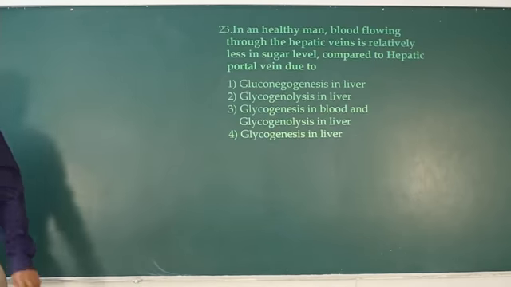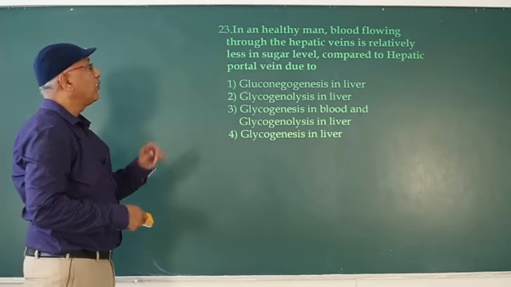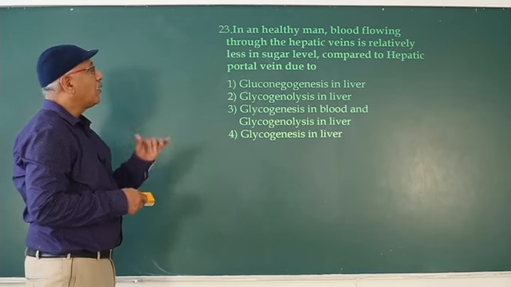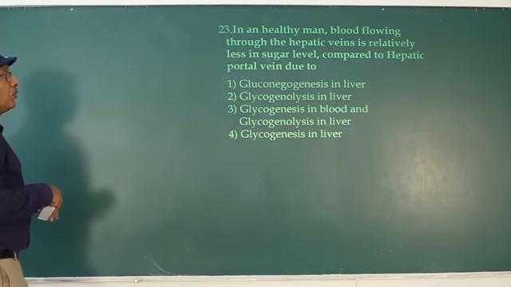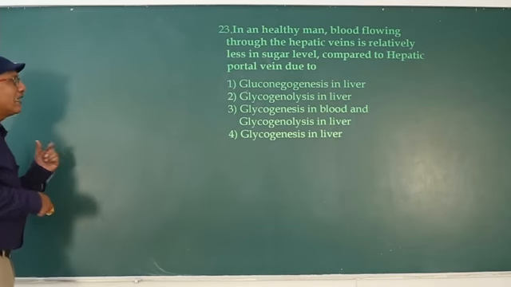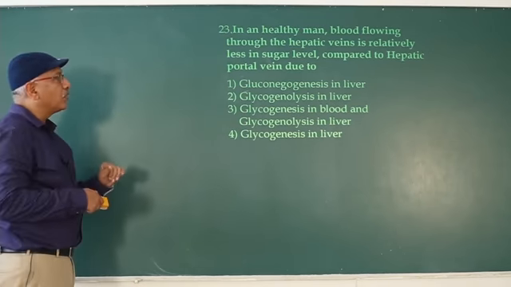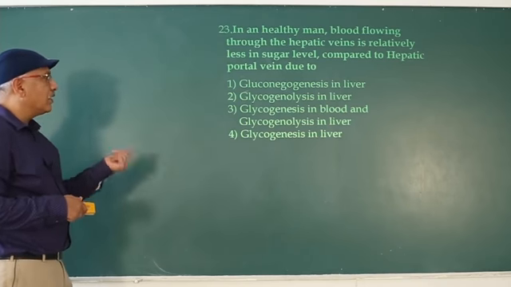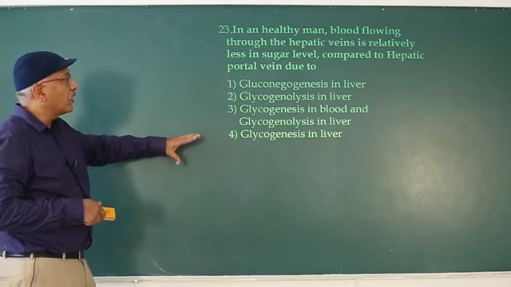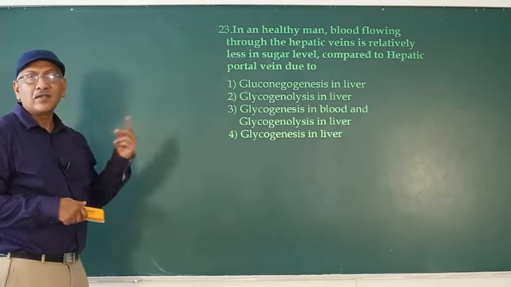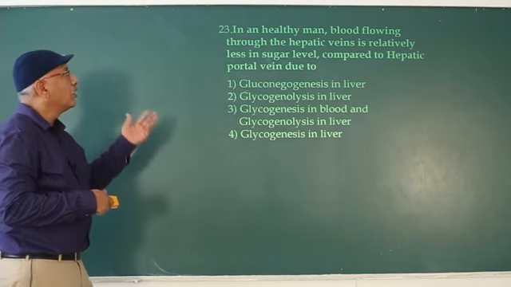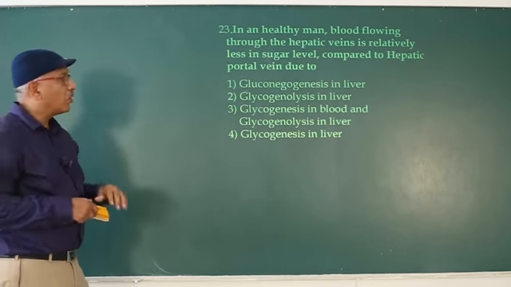Next question: in a healthy human, blood flowing through the hepatic vein is relatively less in sugar level compared to the hepatic portal vein due to what? In the liver, due to glycogenesis, glucose is converted into glycogen. That's why glucose concentration is less. After glycogenesis in the liver, blood enters the hepatic veins. That's why blood in the hepatic veins contains less glucose when compared to the hepatic portal vein.